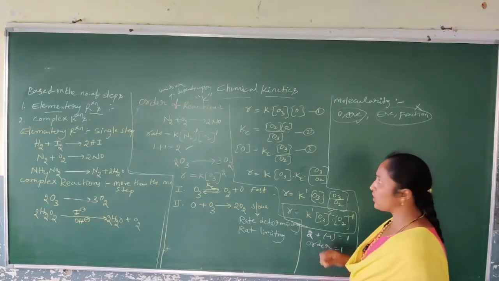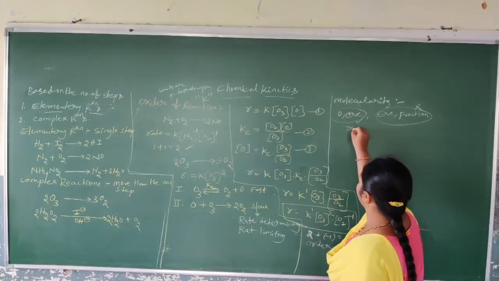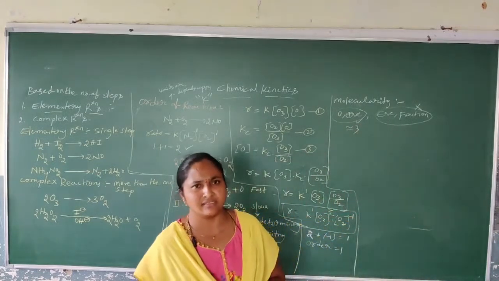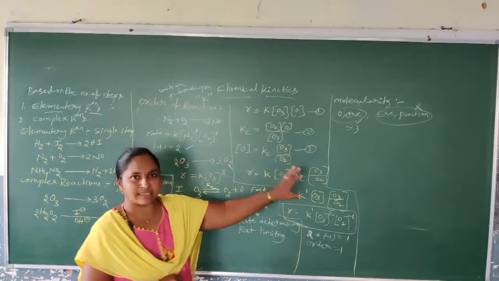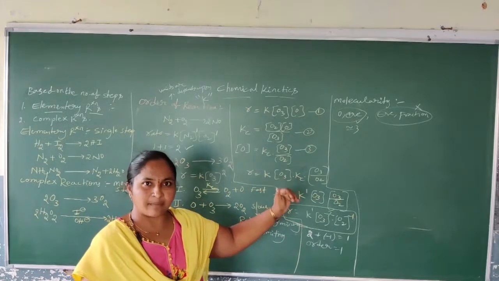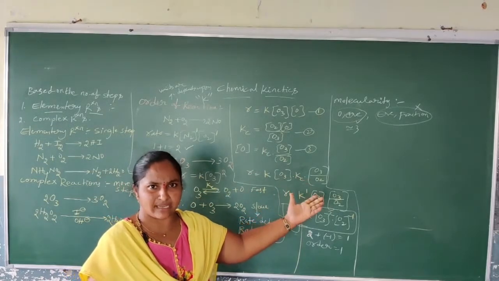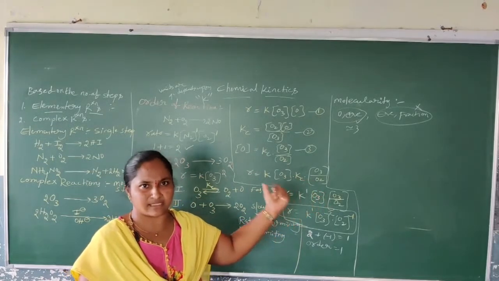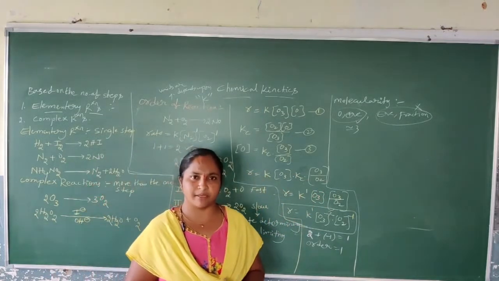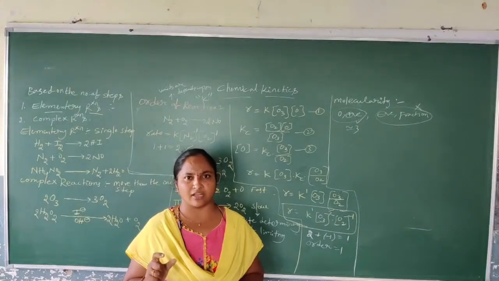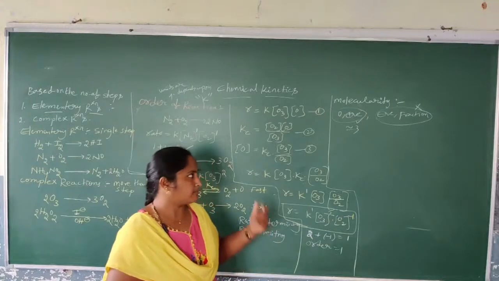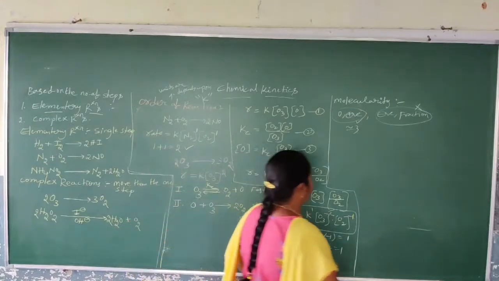Molecularity does not exceed 3. The maximum molecularity of a chemical reaction is 3, and it is a theoretical one. Molecularity is applicable only to elementary reactions but not to complex reactions. That is the difference. For your intermediate examination, the difference between the order of reaction and molecularity is generally asked as a question, so you can write based on this explanation.